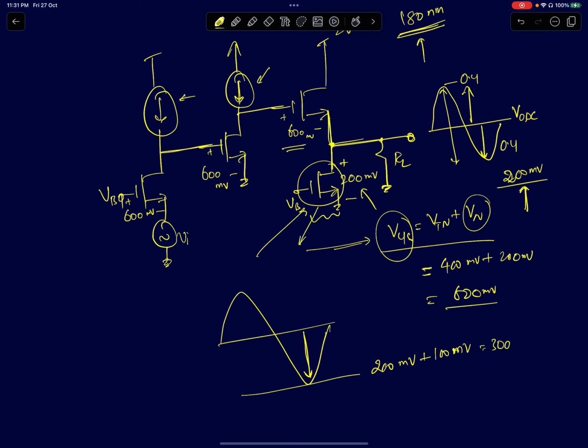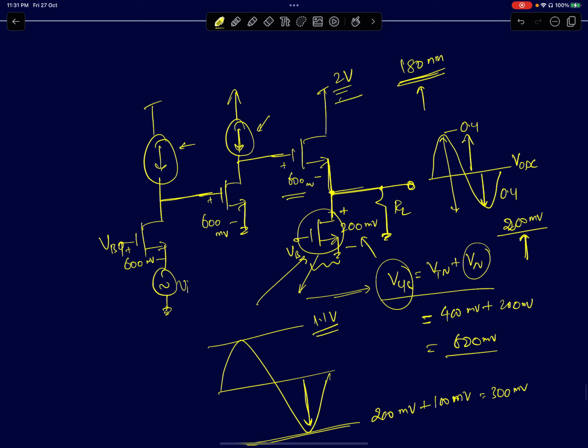That is 300 millivolts. If I set my lower boundary at 300 millivolts, the highest output voltage is going to be 1.1 volts. Now the drain voltage is at 2 volts, and the source voltage is at 1.1. This gives me a 0.9 volt VDS, which is sufficient for the upper device to be in saturation. The upper device will go out of saturation only at the peak condition, because its drain to source voltage is minimum at that point. At that point, you have to ensure that your device is in saturation, so that condition is ensured. So we have found that.